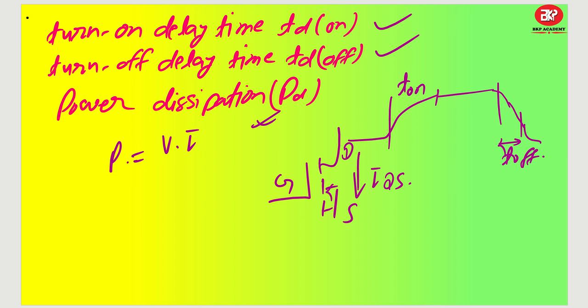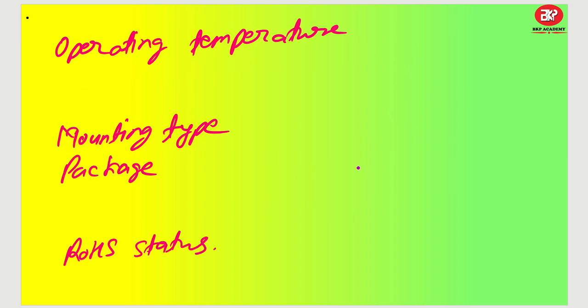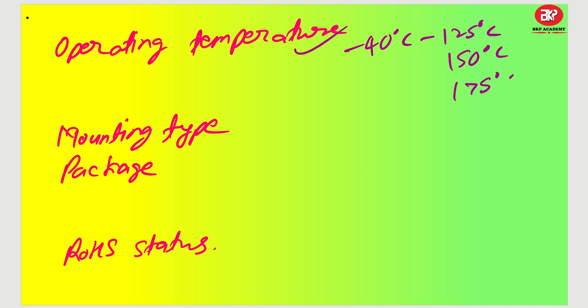Now let us talk about other parameters. We have operating temperature. Operating temperature can go, let us say, from minus 40 degrees centigrade to 125 degrees centigrade, or even 150 degrees centigrade or 175 degrees centigrade. Based on your requirement, you have to choose the temperature range of the MOSFET. It depends on the application. If you are using it in an automotive application, you would like to go with the highest temperature ranges, right?